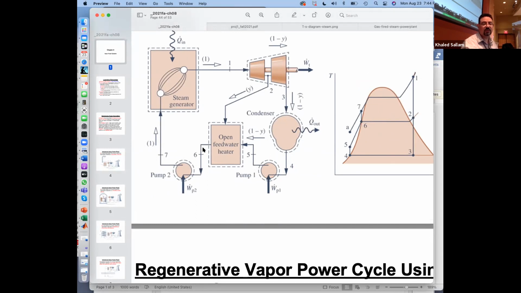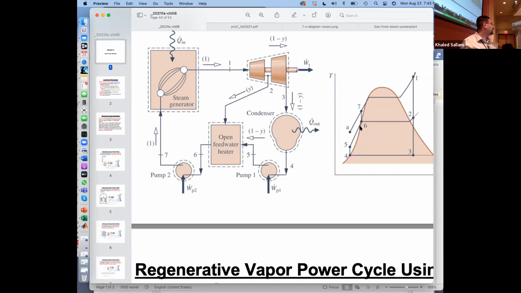2 and 5 together become 6. And that 6 now gets bumped up to the boiler pressure, and it goes to 7. And from 7 till 1, that is heating. That's the Q added. That part, the heating from 5 to 6, is internal.